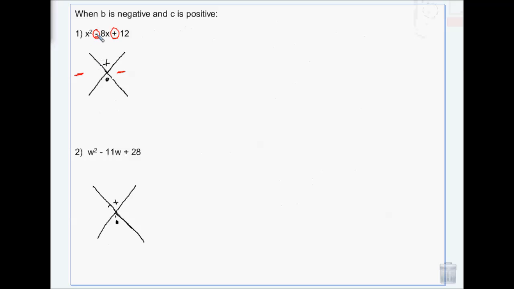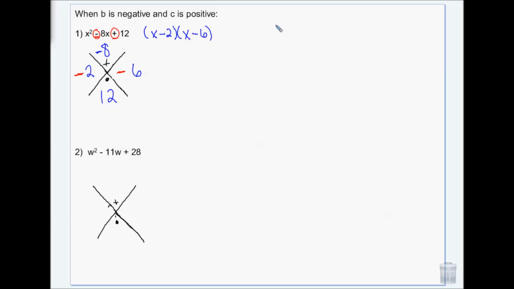Okay, so negative positive means negative negative. I'm looking for two numbers that when I add them, I get negative 8, and when I multiply them, I get positive 12. No, I'm looking for two numbers that when I multiply them, I get 12. So start thinking of things that multiply to make 12. 2 and 6? 2 and 6. So it's going to be x minus 2, x minus 6.